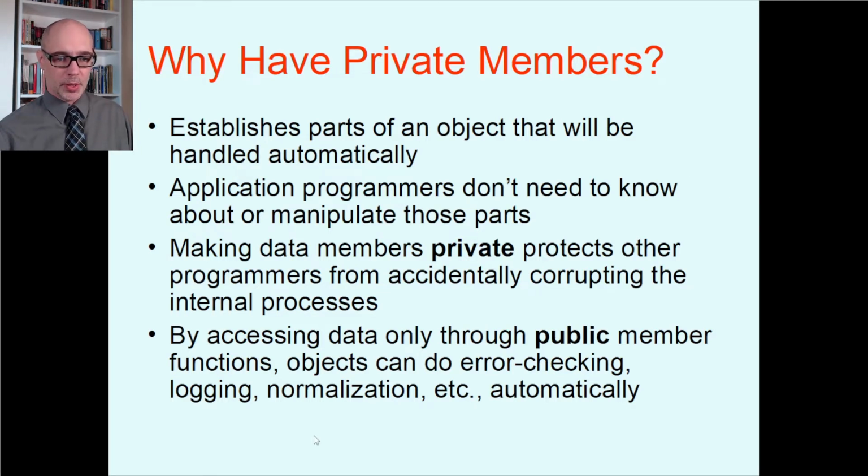And fourth bullet point here, by accessing data only through the public member functions, right? Whenever you want to change the data, you have to go through a public function. The objects can do input validation internally. They can do error checking. They can log what's happening to a data file, like keep a record of all the changes that are happening in a data file. They can normalize the data to some kind of format that's important. And all that's going to happen automatically, and the application programmers don't have to worry about it.